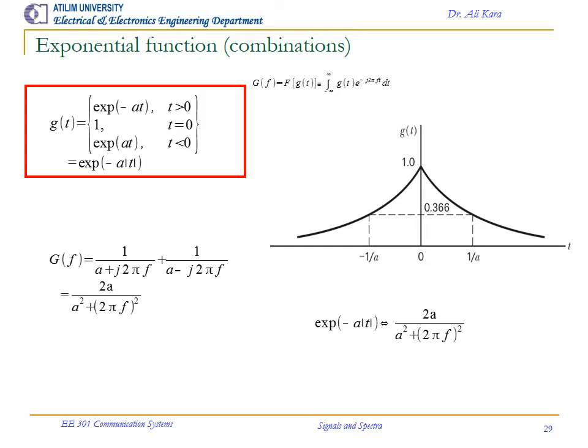This is exponential g of t is equal to exponential minus at when t is larger than 0, 1 at t equals 0, and exponential at when t is less than 0, where a is a positive real number. As a one-line expression, the function g of t can be written as exponential of minus a times absolute value of t.